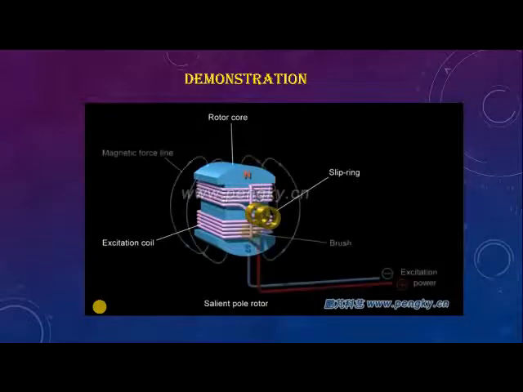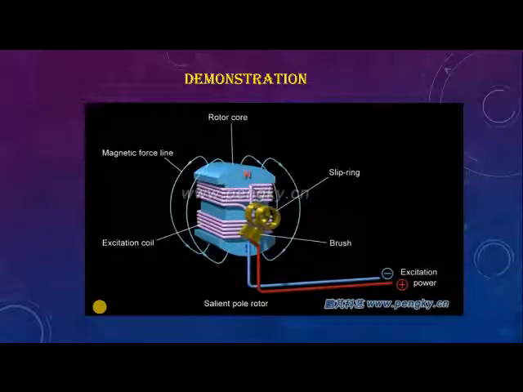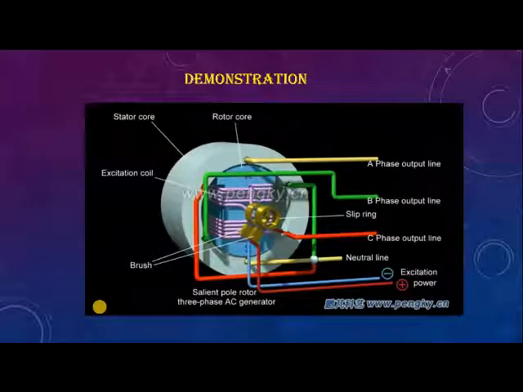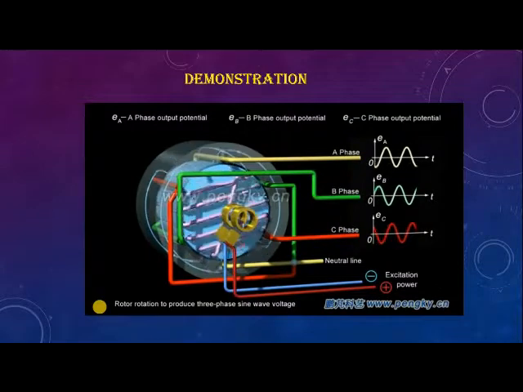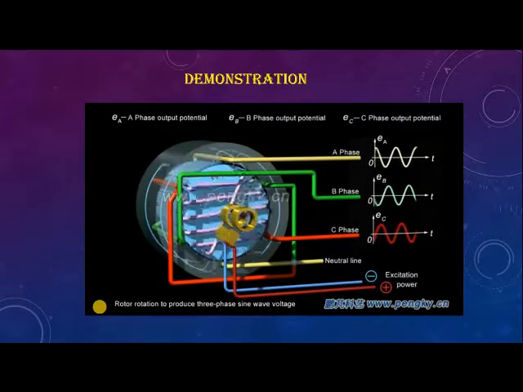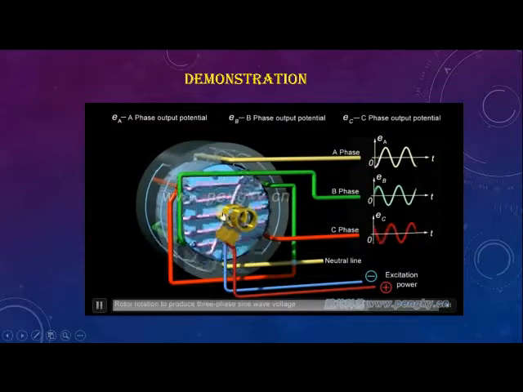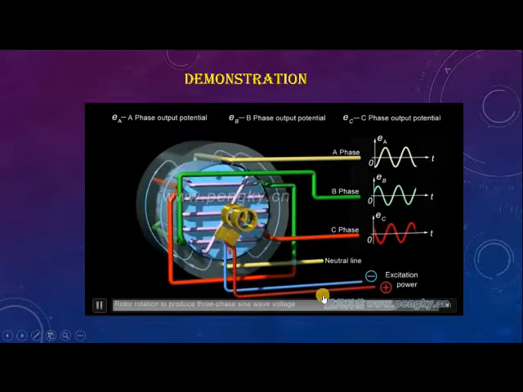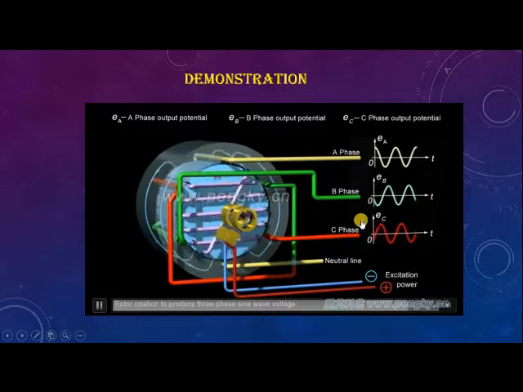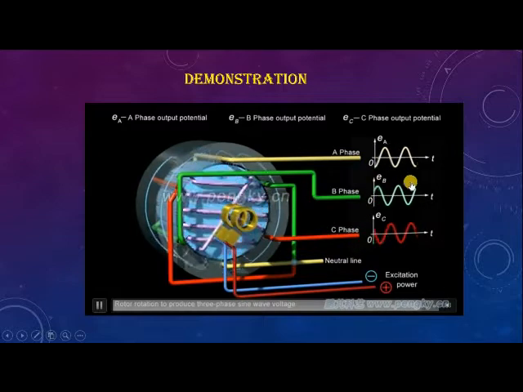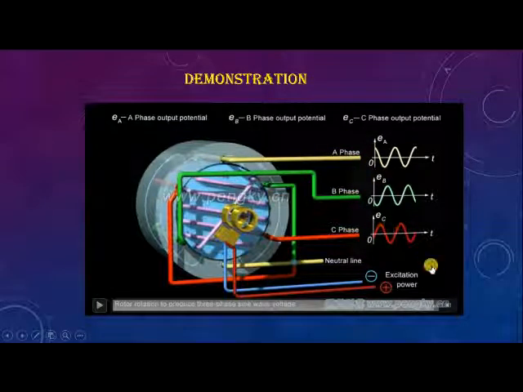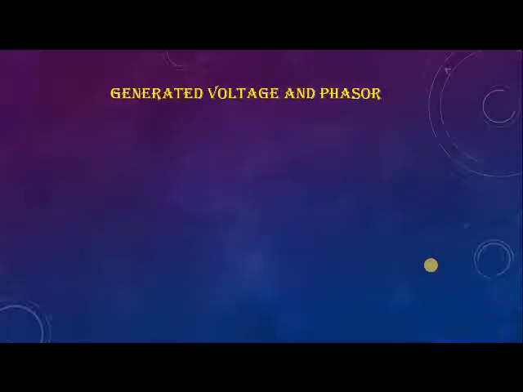Now the rotor core has 2 poles, north and south poles, and the coil is wound across the pole. For giving connection from positive and negative of the battery, we are using slip rings and brushes. You can see there are 2 slip rings which are rotating, and there are 2 brushes which give positive and negative connection from the battery excitation supply. Look at the generated voltage. It is sinusoidal, but the 3 voltages have 120 degree phase shift.